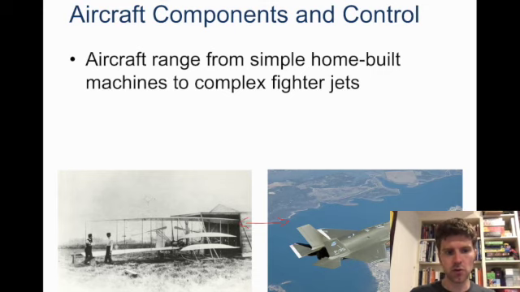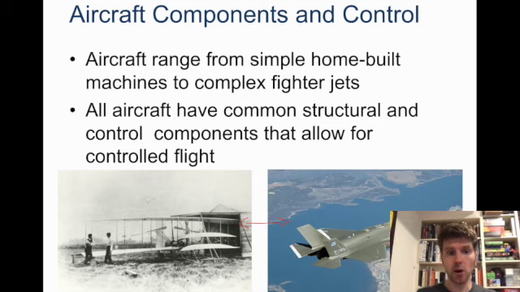So this is the original Wright brothers flyer back from the early 1900s. This is an F-35 Lightning II, but they still have many things in common in terms of the way that they're built, despite also being totally different. So the idea is that all aircraft have common structural and control components. All aircraft have fundamentally the same parts that do fundamentally the same things.